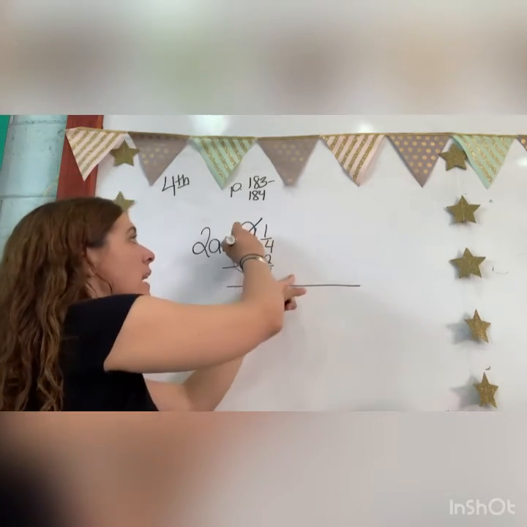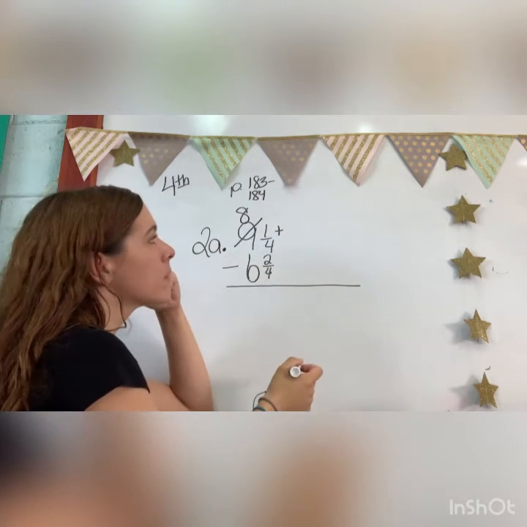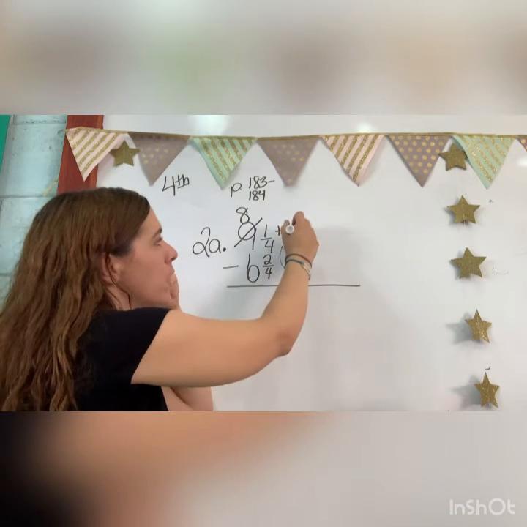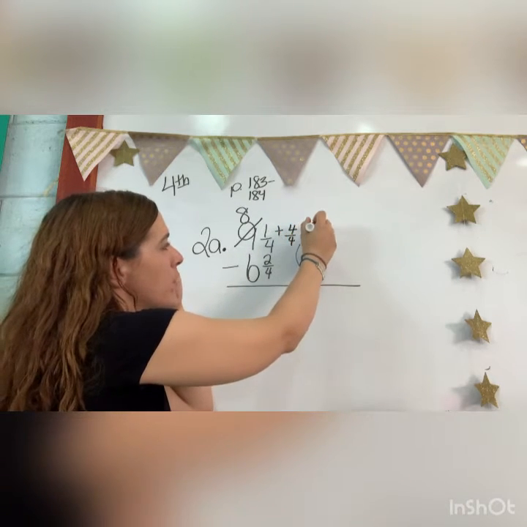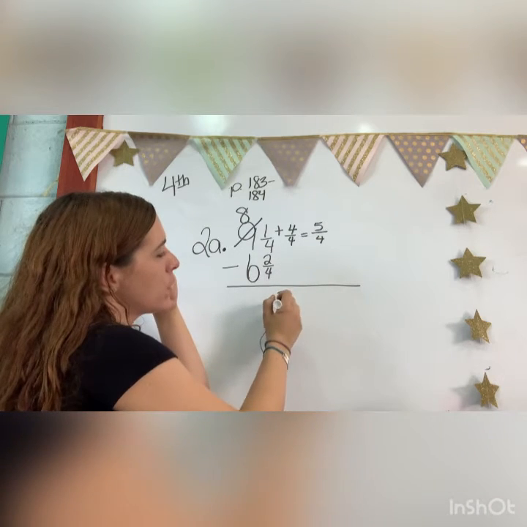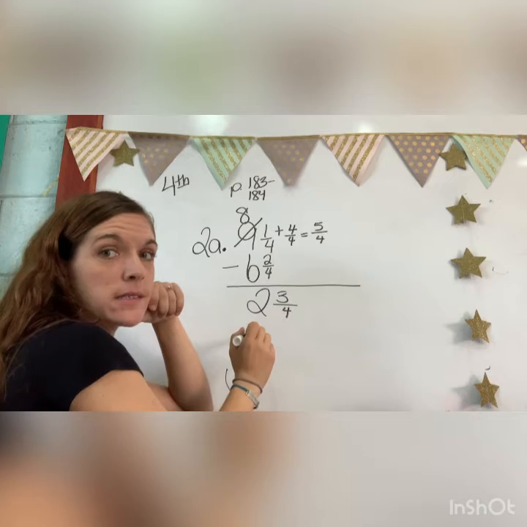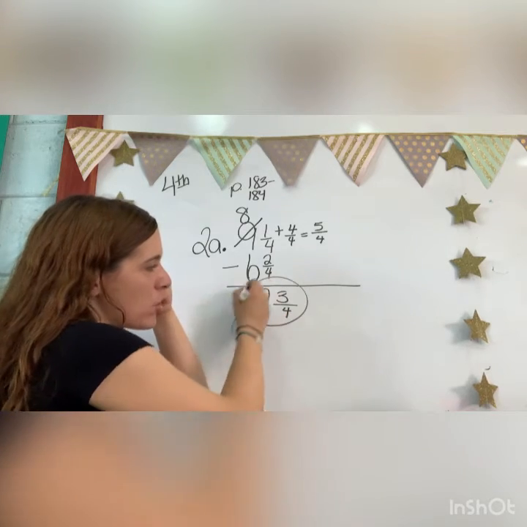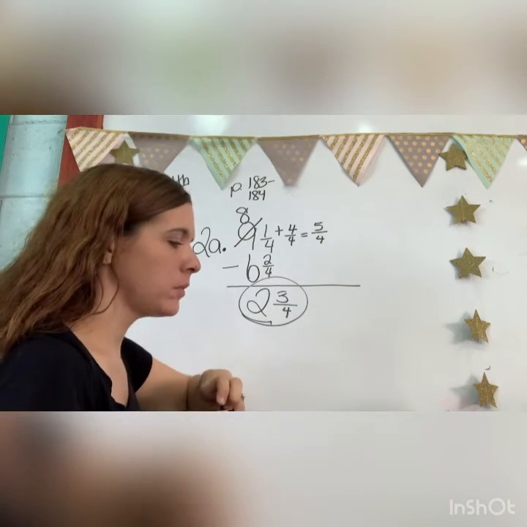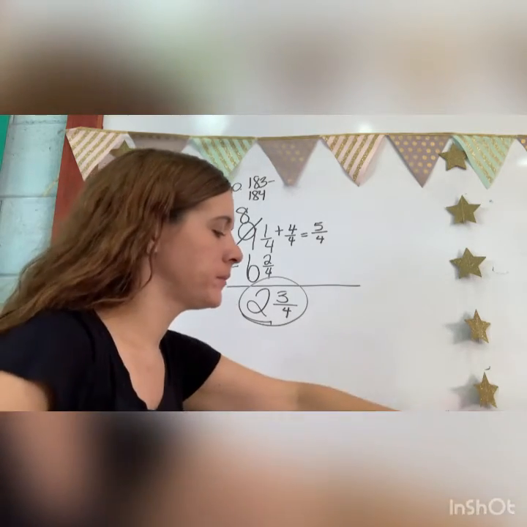So we cross out the 9, and we make an 8 and add what over here? 4 over 4, right? So that equals 5 over 4. 5 minus 2 is 3 over 4. And 8 minus 6 is 2. Can you reduce? No, so there's your answer. Try letter B by yourself and we'll come back and check it.